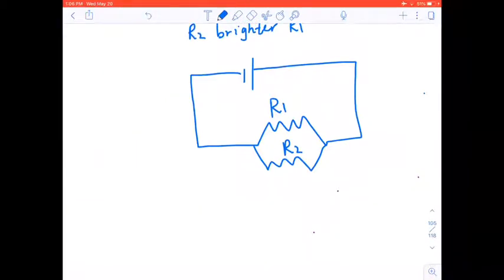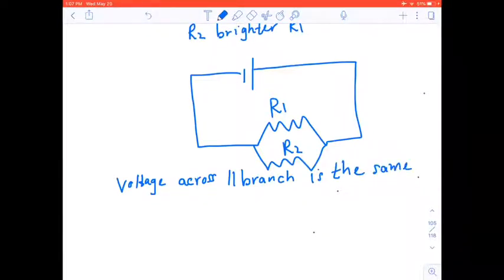So if we have this, we know that the voltage across the resistors remains the same. So we know the voltage across the parallel branch is the same, right? And we know that in here you have your current in the circuit, and you're going to have I1 going there and I2 going through there. It branches out. And I had indicated that the law of conservation of charge applies, right?